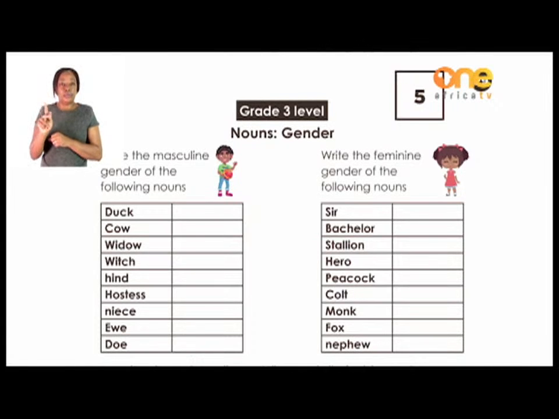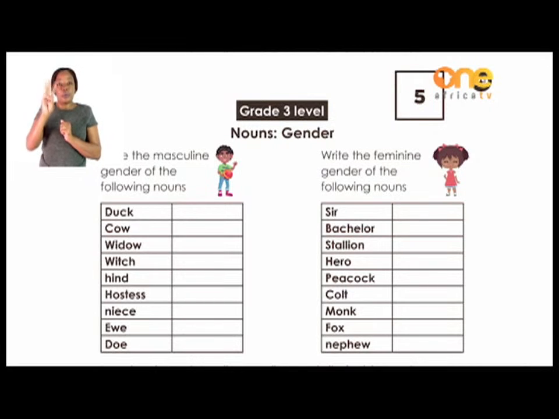Okay, now we are given the first word, a duck. A duck is a female. It's a girl. If it's a boy, then we'll say it's a what? Then we say it's a drake. A drake. A cow is a female. If it is a boy side, we say it's a bull. A widow, someone who lost a husband, is a woman. We say she is a widow. And a boy side, we say he's a widower.